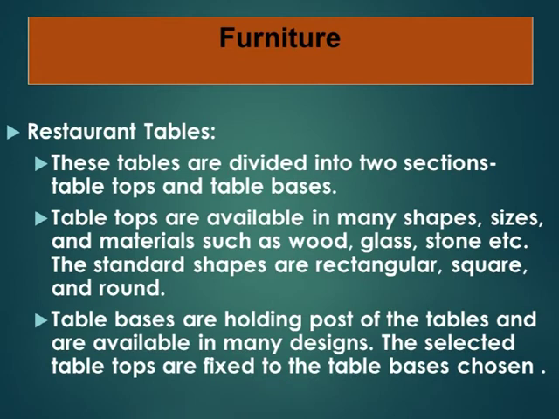Restaurant tables. These tables are divided into two sections, tabletops and table bases. Tabletops are available in many shapes, sizes, and materials such as wood, glass, stone, etc. The standard shapes are rectangular, square, and round. Table bases are the holding post of the tables and are available in many designs. The selected tabletops are fixed to the table bases chosen.